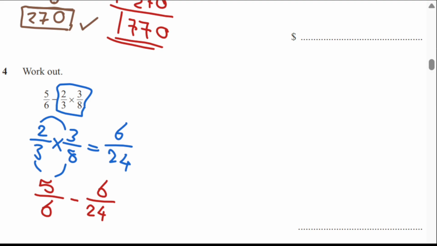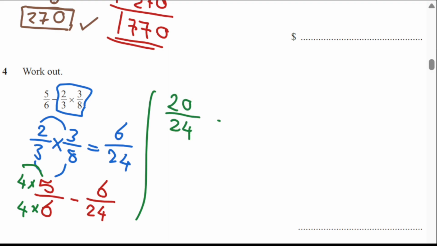To do that, let's convert the 6 here to be 24. How do we do that? We just multiply by 4, right? If we multiply 6 by 4, it gets to be 24. And we do the same thing here. So your question will be 4 times 5 is 20 over 24 minus 6 over 24. And now it's the same denominator.